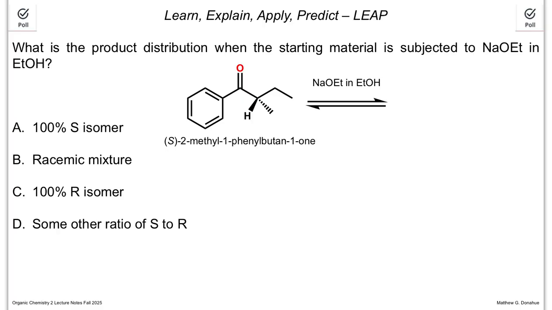And now the next concept we're going to look at is if we have a starting material with an existing stereocenter and we treat it with a base to form an enolate, but we don't add any other electrophile, the enolate is just going to get reprotonated. What happens to the stereochemistry?